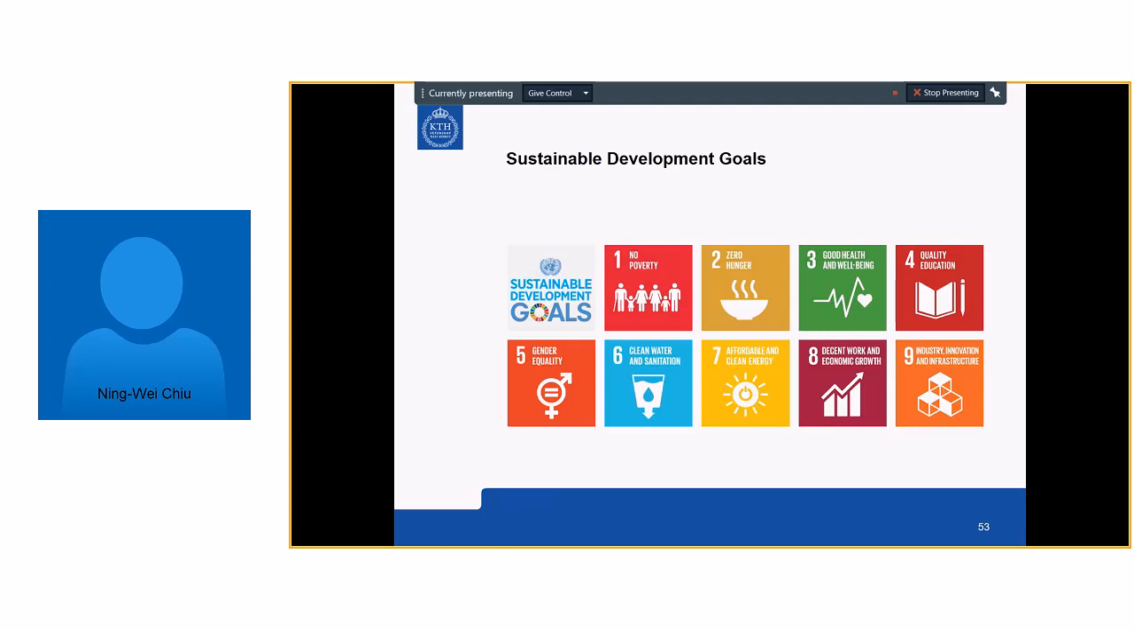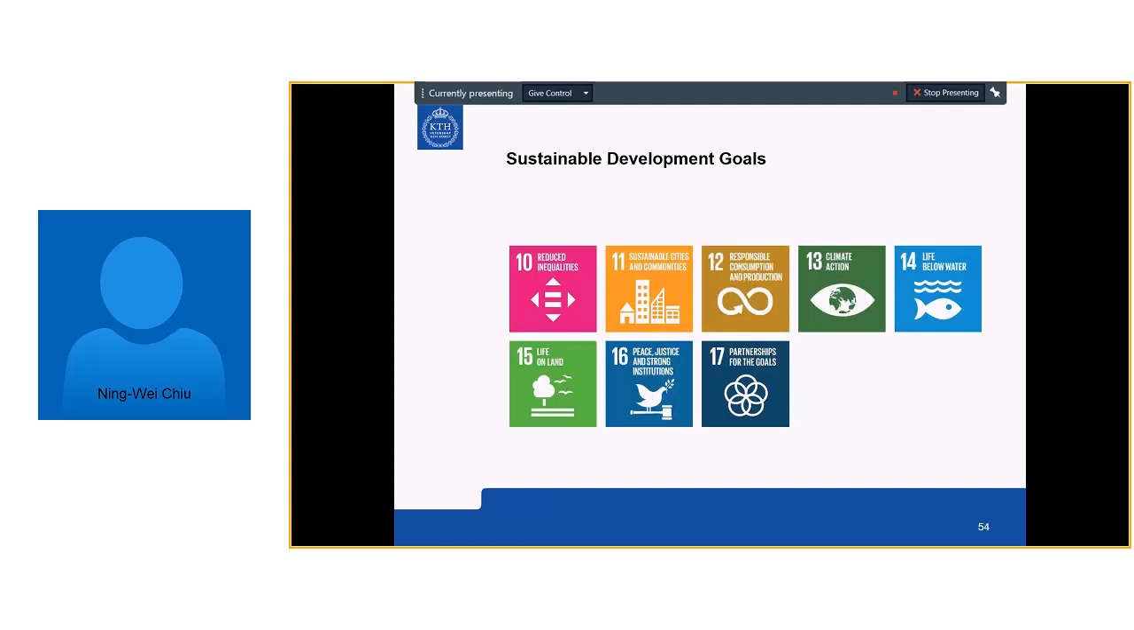So poverty, hunger, health, well-being, education, gender equality, water, clean energy, economic growth, industry, innovation, infrastructures. Those are the first 9, and then we have the other 8 over here. So we have reduce inequalities, not just gender, but other inequalities. Sustainable cities. We have consumption, production, climate action, life below water, life on land, and then peace, justice, and then partnerships. So those are the different goals that the UN put forward.